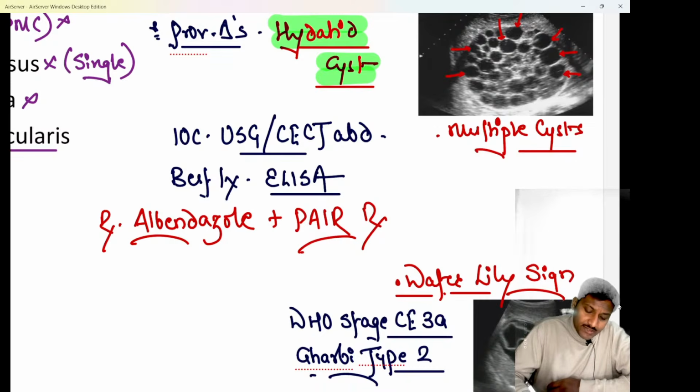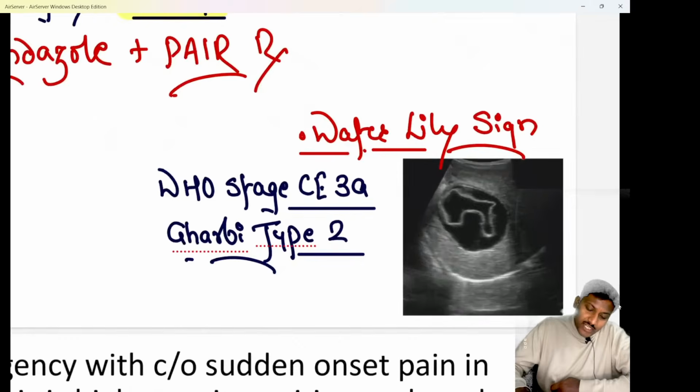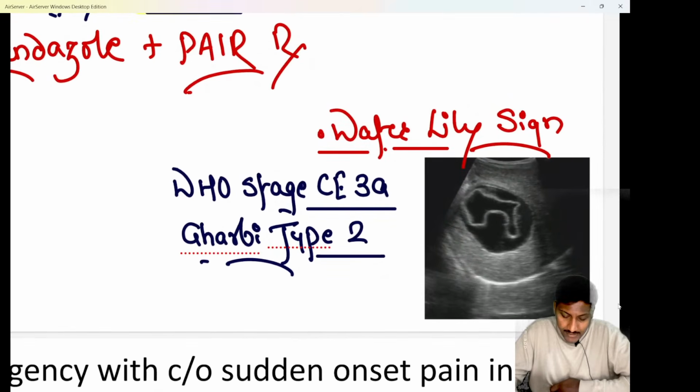But the best investigation to confirm the diagnosis is an ELISA or immunoblot, beta. Best investigation to confirm the diagnosis is ELISA or immunoblot. Whereas we know we have two classifications for a case of a hydatid cyst. One is known as the WHO classification, second is known as Gharbi's classification.